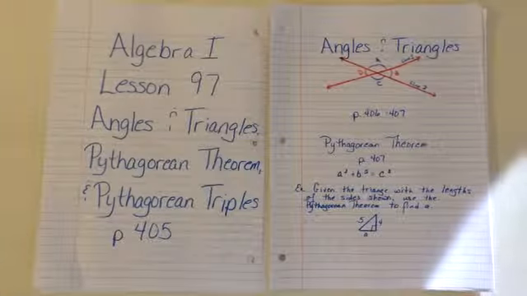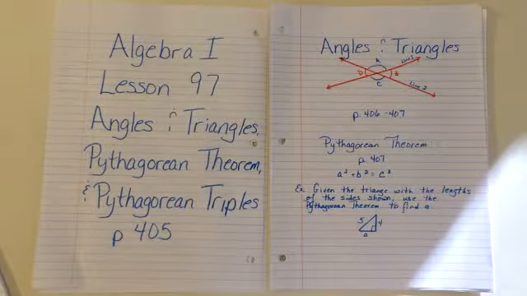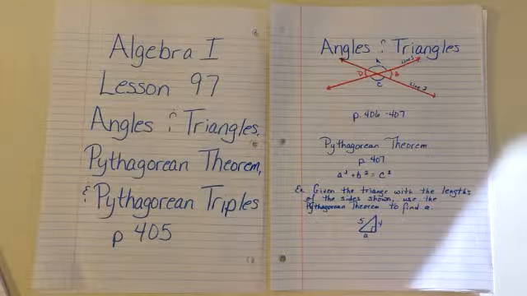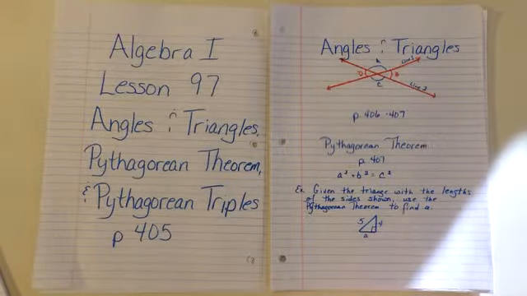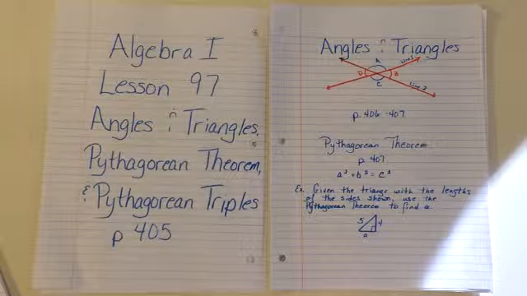Hi, this is Algebra 1, Lesson 97. We're going to talk about angles and triangles, the Pythagorean Theorem, and Pythagorean Triples. We're starting on page 405.